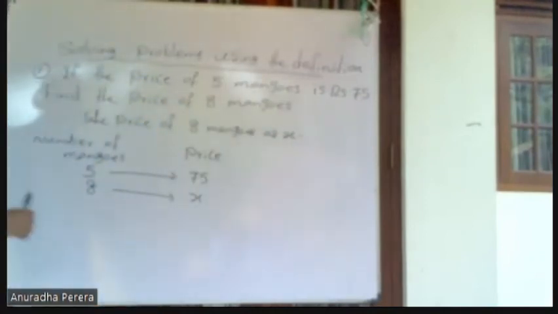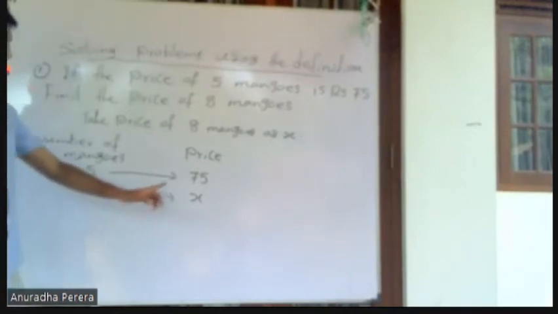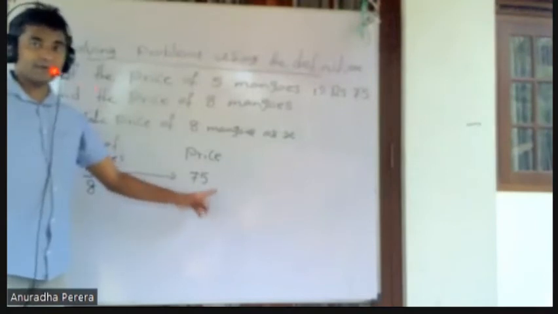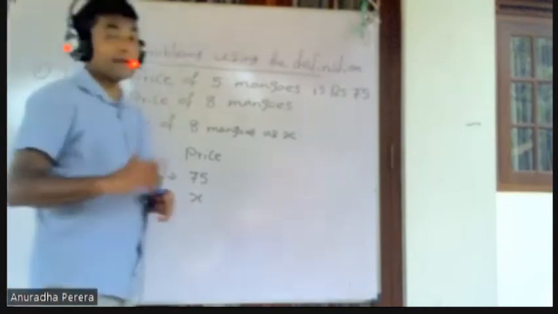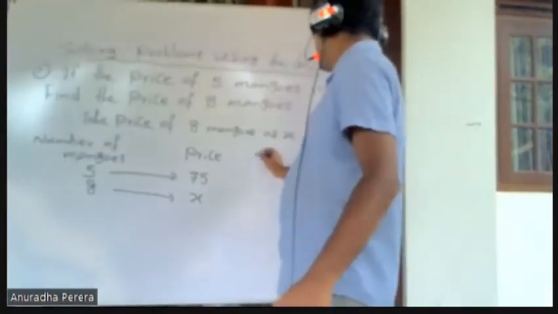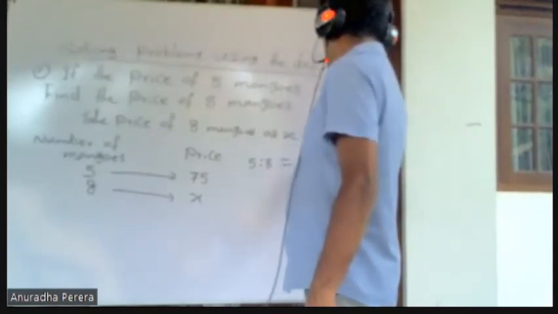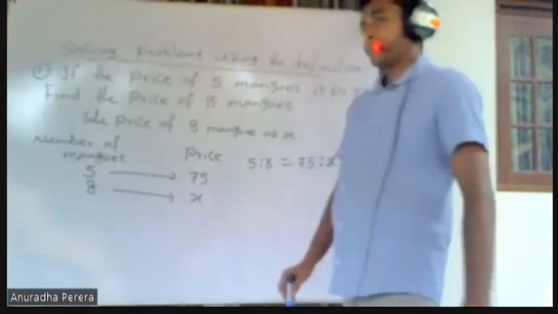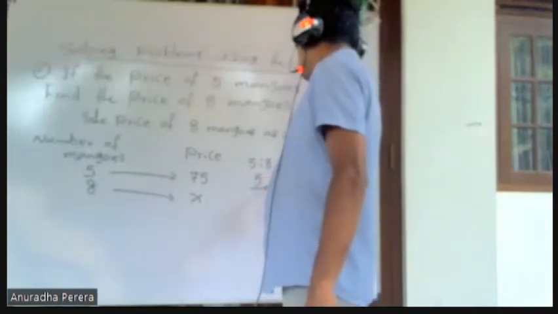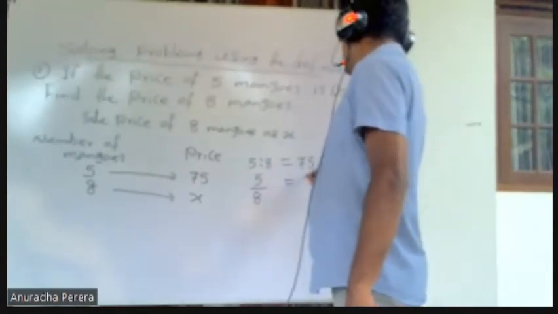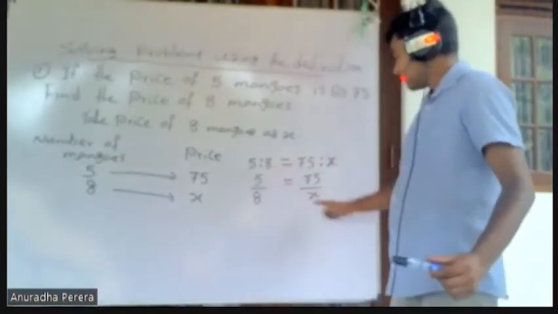Number of mangoes. Then we have to consider the ratio between number of mangoes. It is 5:8. The price is 75:x. You know, these ratios are equal because this is a direct proportion. Then you can write equality of this ratio. 5:8 is equal to 75:x. This can be written as a fraction. Then our ratio ව fraction එක විදිහට ලියන්න පුළුවන් 5/8. This one is 75/x.